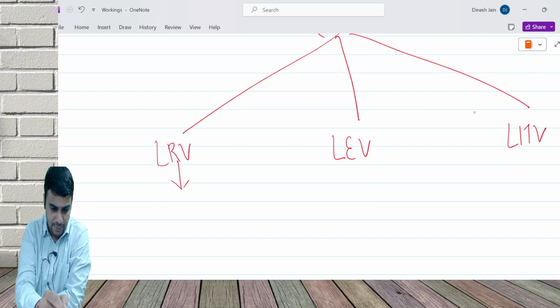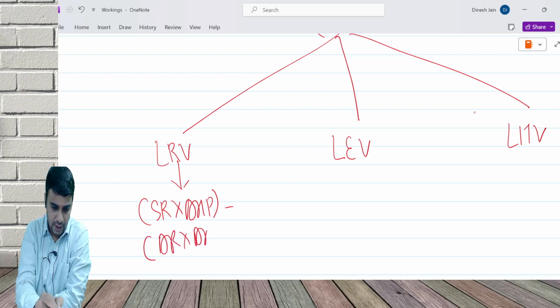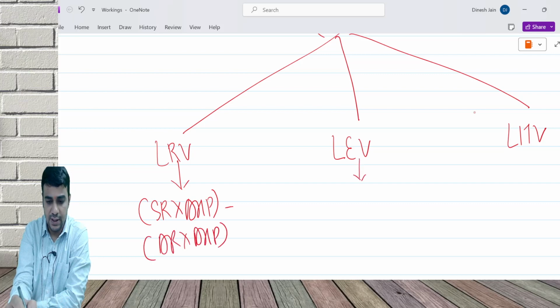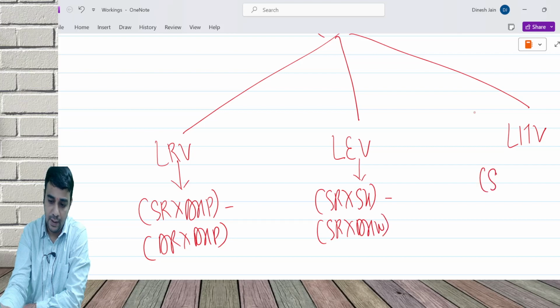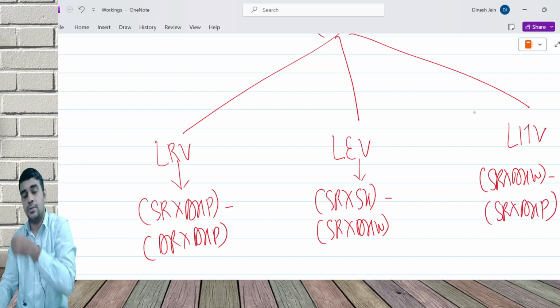What is the formula for labor rate variance? SR into AHP minus AR into AHP. Efficiency: SR into SH minus SR into AHW. Idle time: SR into AHW minus SR into AHP. Any doubts on this?